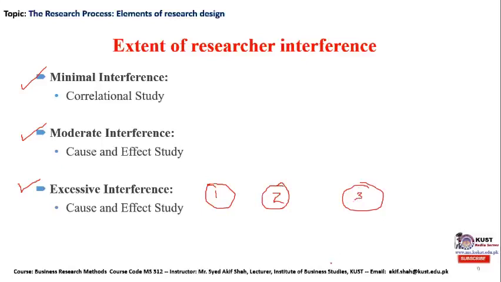Such kind of group study or specific lab experiments requires the researchers to excessively interfere in such studies in order to find whether there is a relationship or cause and effect relationship between two variables.